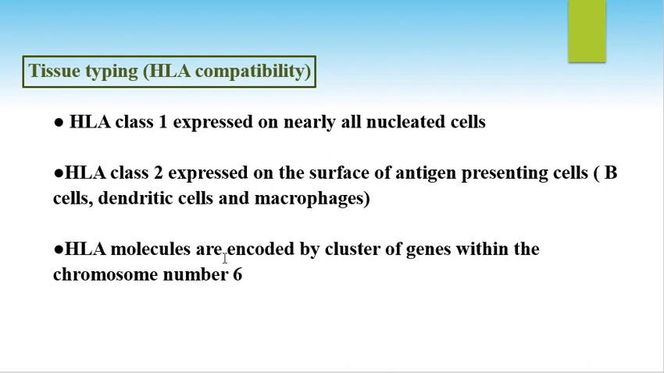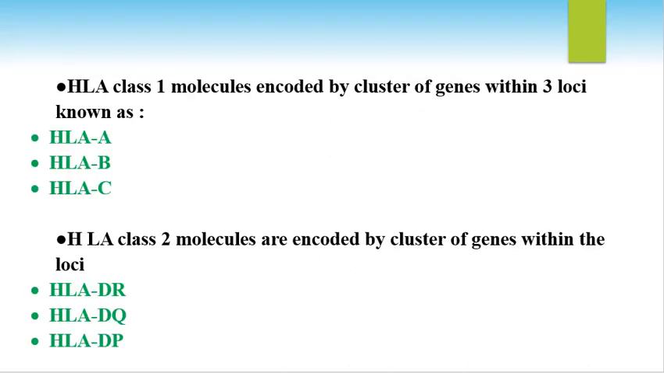HLA molecules are encoded by a cluster of genes within chromosome number 6. HLA class 1 molecules are encoded by a cluster of genes within 3 loci known as HLA-A, HLA-B, HLA-C. HLA class 2 molecules are encoded by a cluster of genes within the loci HLA-DR, HLA-DQ, HLA-DP.